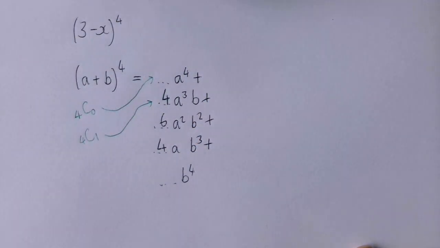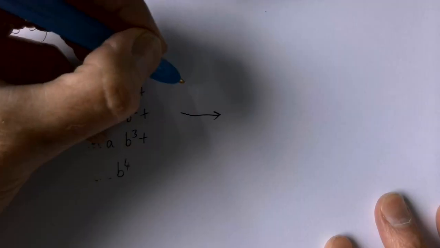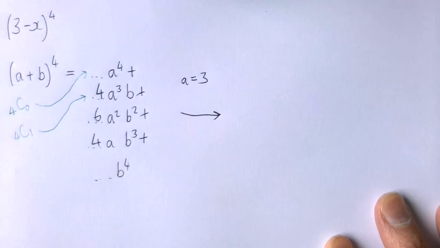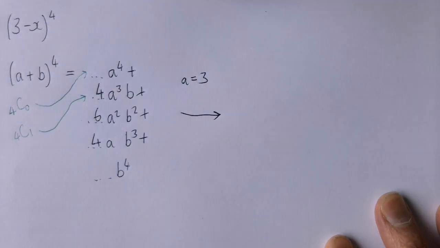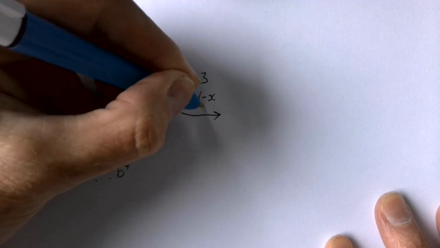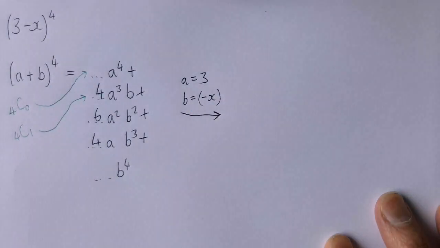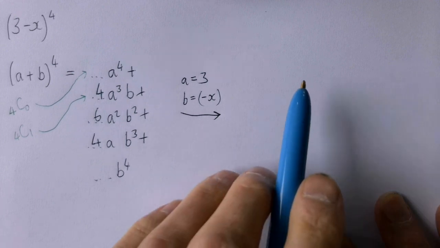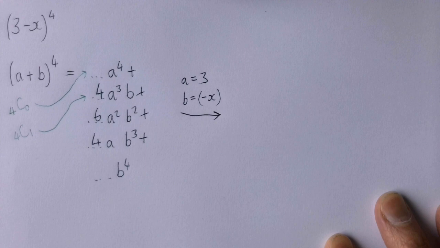And then all I need to do, if I want to do 3 minus x, is I then need to just make a equal to 3, and this is where I need to be a little bit careful, b is equal to minus x. I'm going to put that in brackets. So go on, if you're doing this with me, do that substitution for me now to get the expansion of 3 minus x to the power of 4. I'm going to pause and come back in a minute and do it.